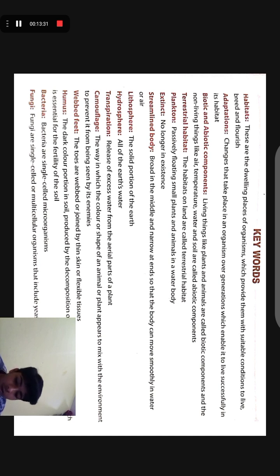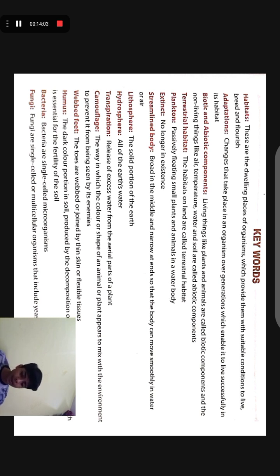The habitats on land are called terrestrial habitats. Let's come to plankton. Passively floating small plants and animals in the water body. Extinct, no longer in existence. Streamlined body, broad in the middle and narrow at the ends, so the body moves smoothly in water or air. Lithosphere, the solid portion of the earth. Hydrosphere, all of the earth's water. Transpiration, release of excess water from the aerial parts of a plant.